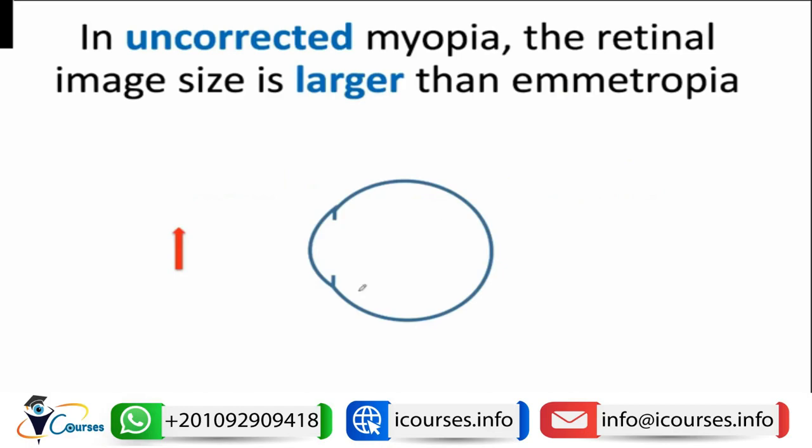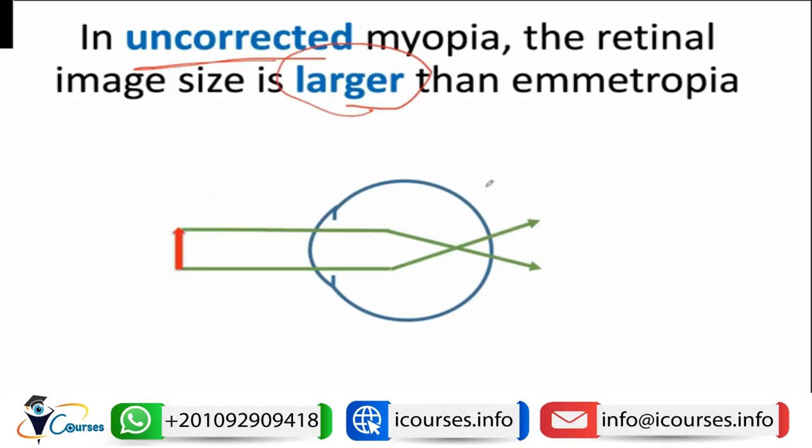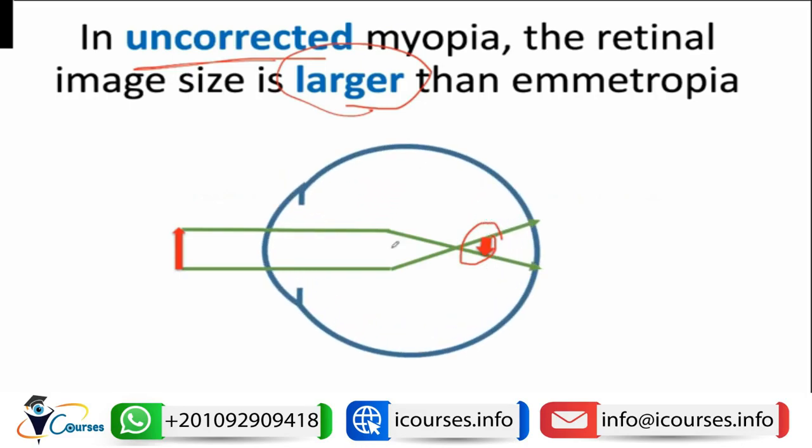If we have a patient that has myopia, and this myopia is uncorrected, meaning that we don't put glasses or contact lens in front of his eyes, what will be the retinal image size? The retinal image size in such condition will be larger than in emmetropia. So if we have parallel rays that come to a focus in front of the retina, this should be making an image size like this. However, in case of myopia, the retinal image size should be larger.